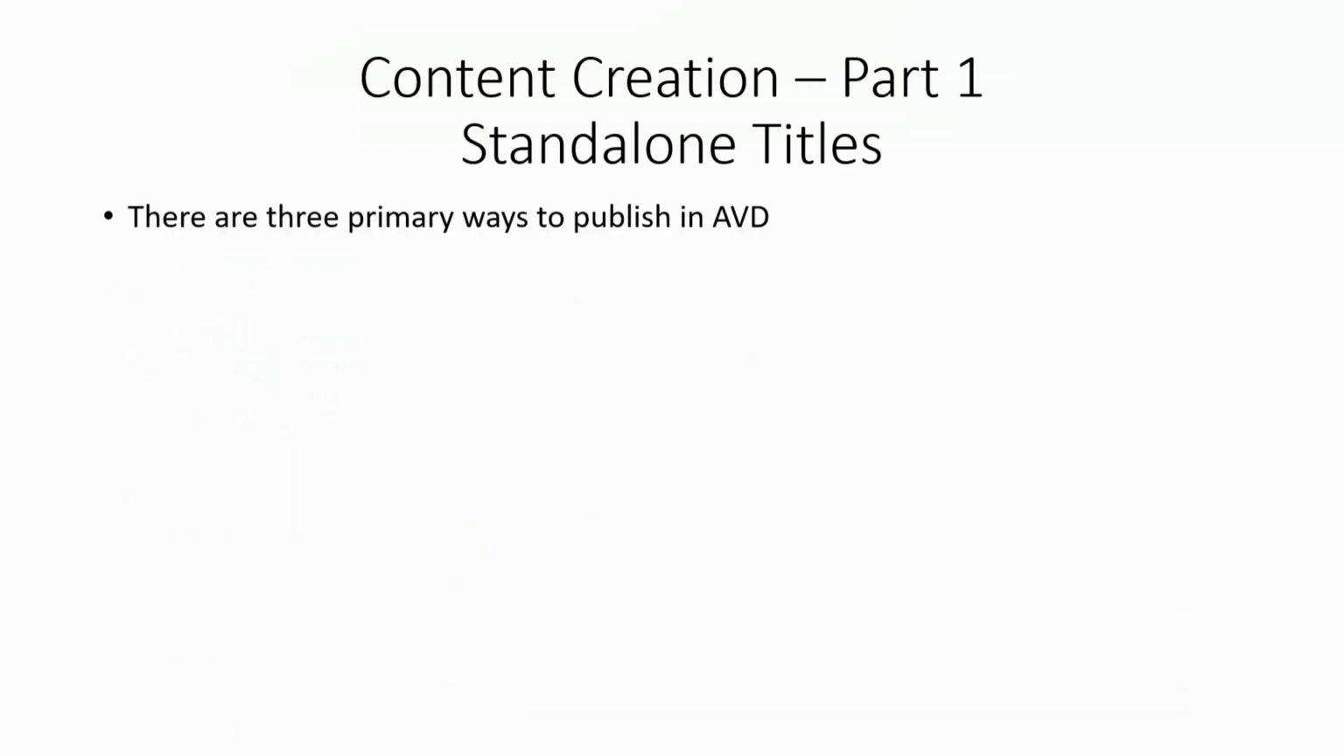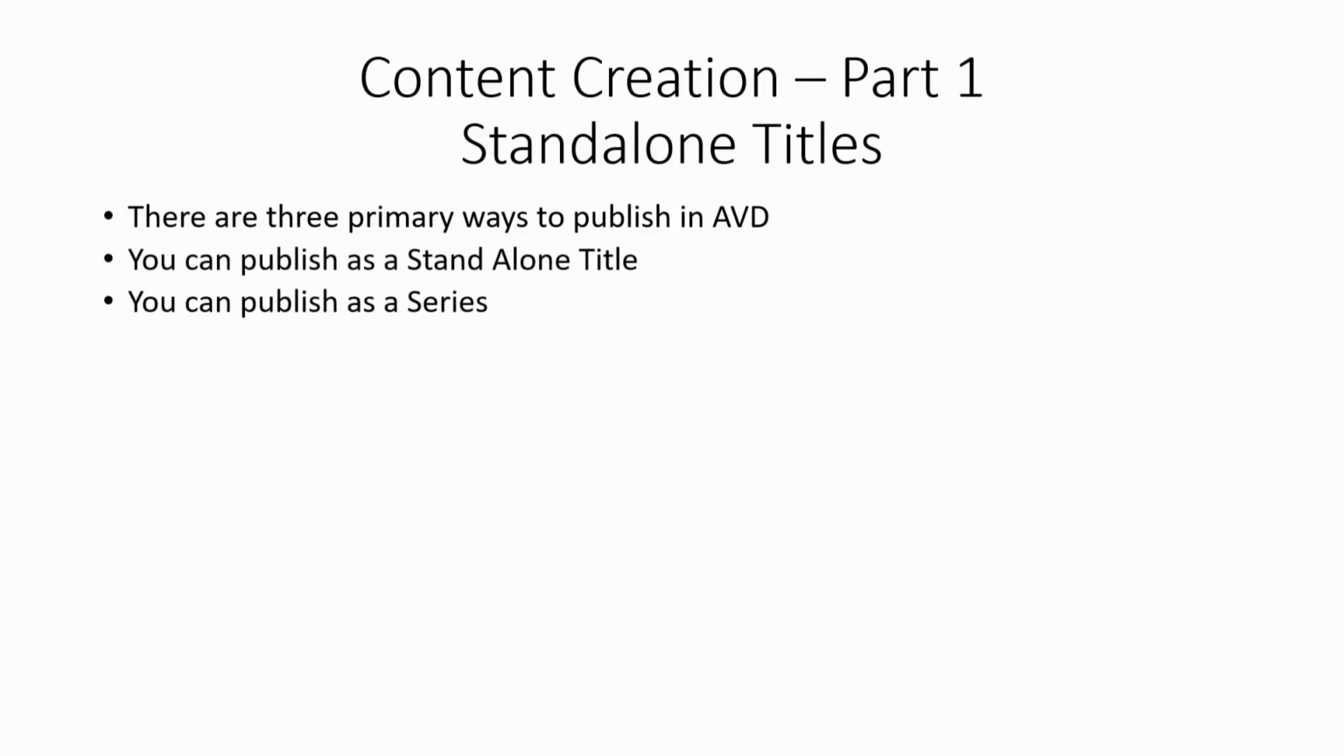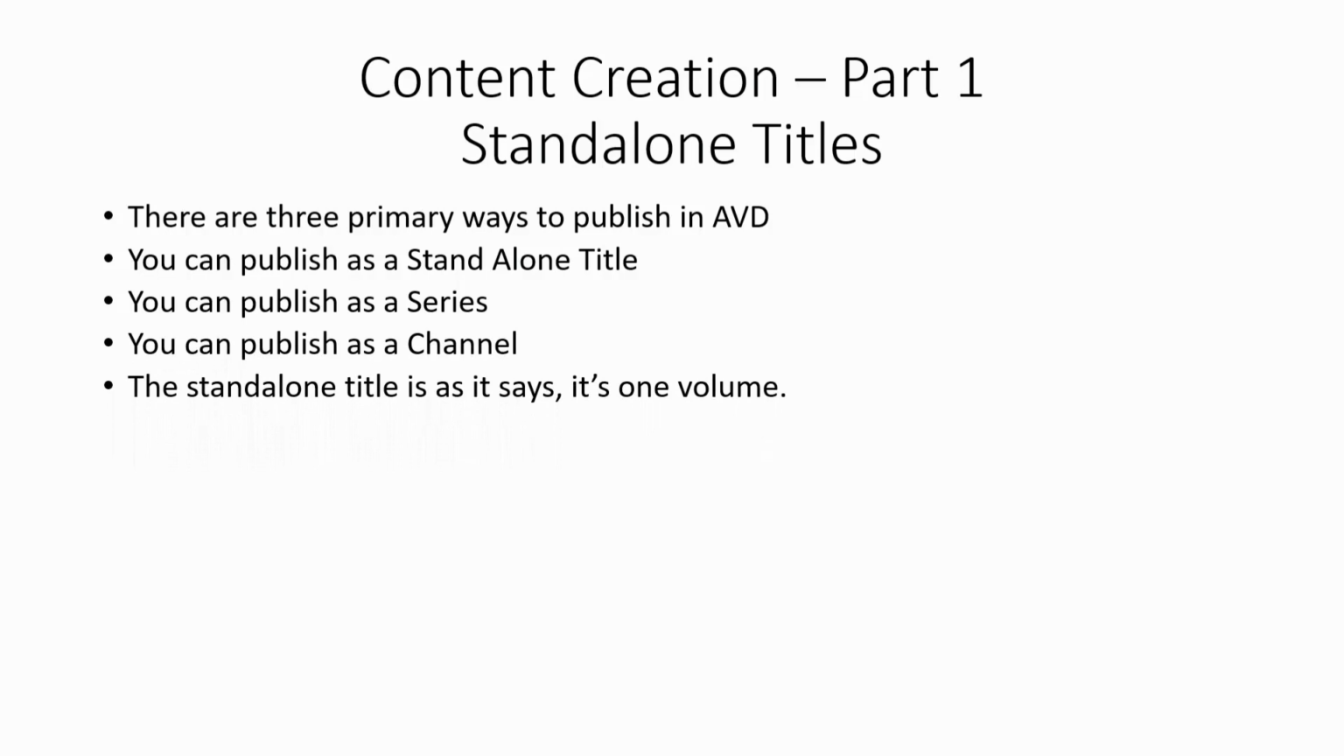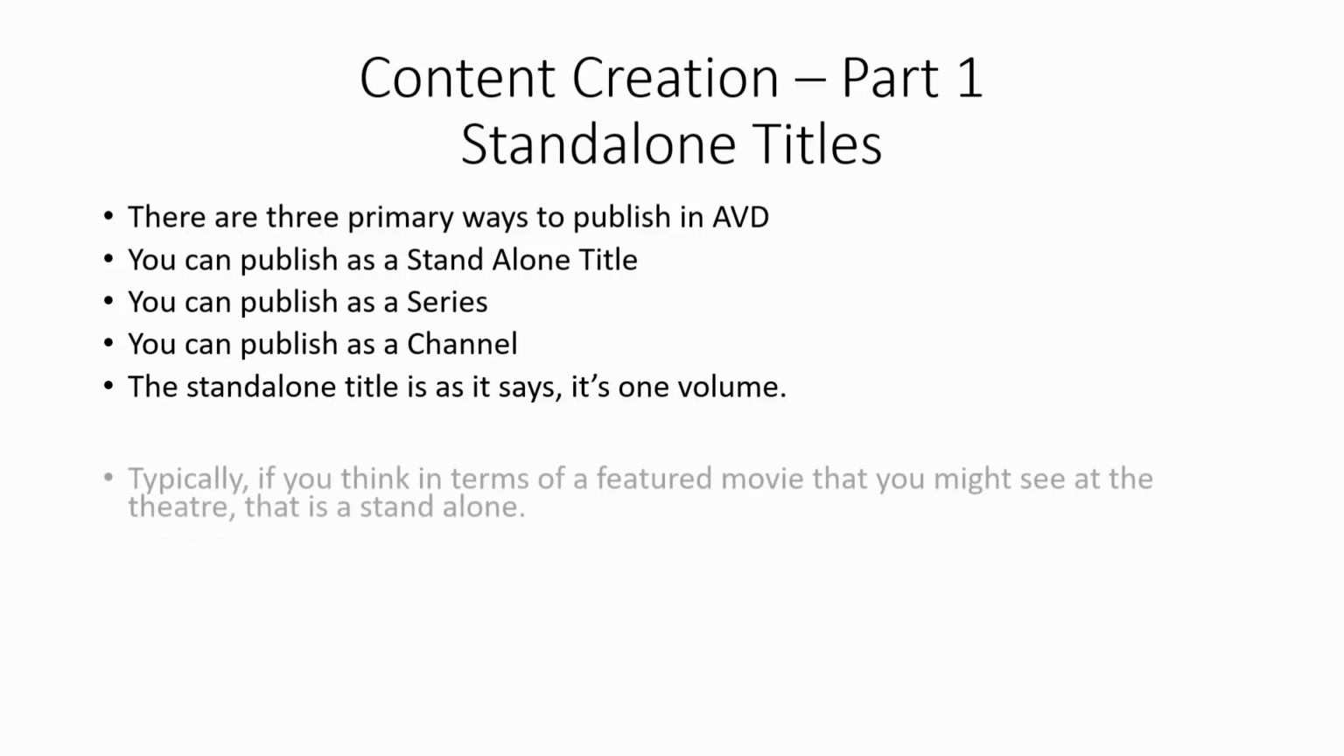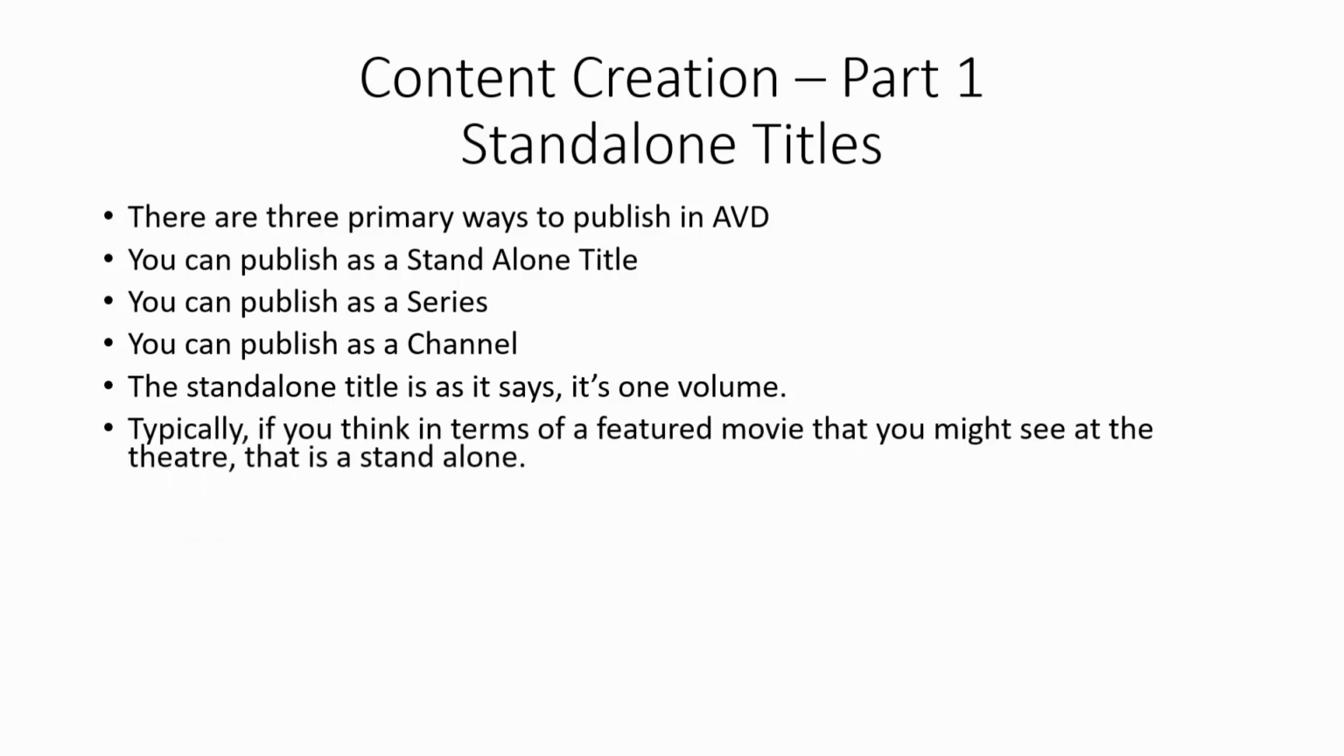There are three primary ways to publish in Amazon Video Direct. You can publish as a standalone title, as we've just seen. You can publish as a series, and you can publish as a channel. Now, the standalone title is, as it says, one volume or one video. And typically, if you think of it in terms of a featured movie that you might see at a theater, that is a standalone. It doesn't require you to see anything before or after it to get the maximum benefit or enjoyment from the video.